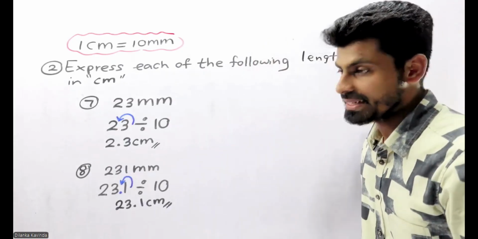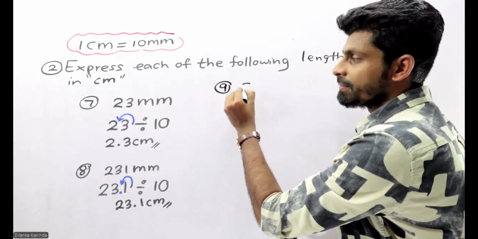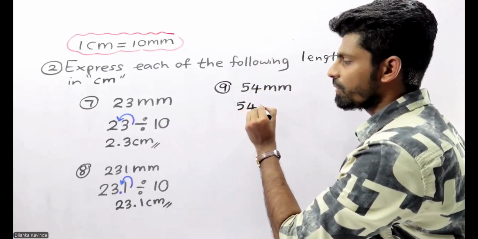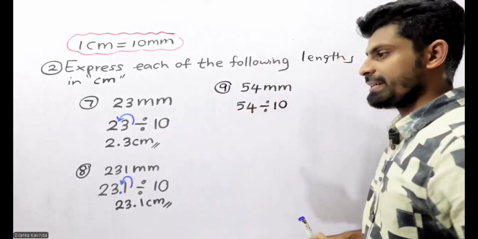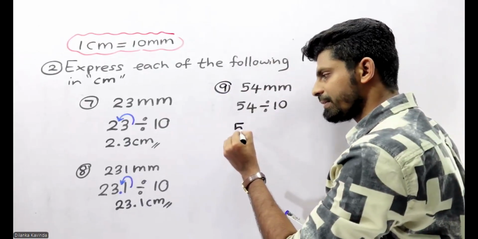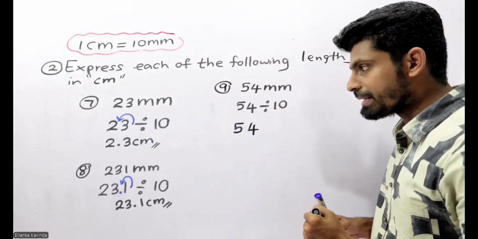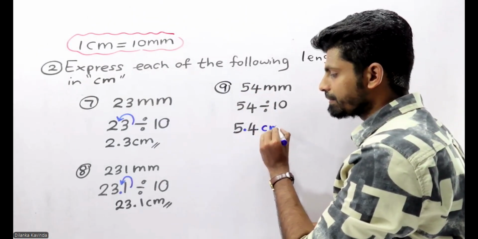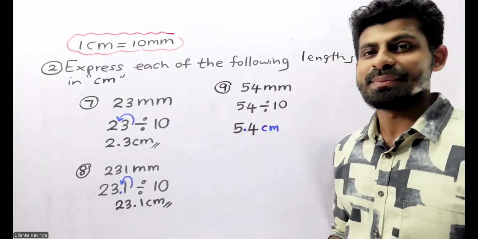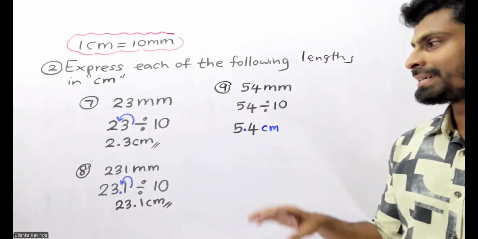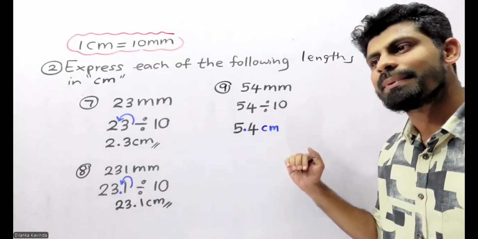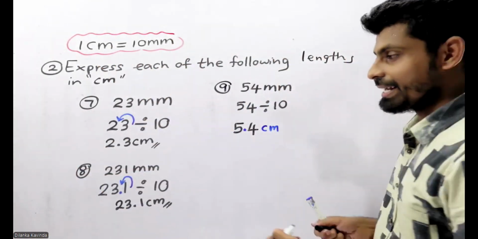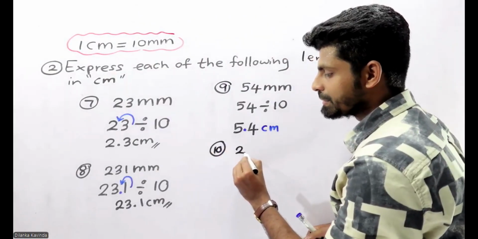23.1 centimeters. Question number 9. 54 millimeters. 54 divided by 10 means one decimal place moving to left. So that means 5.4 centimeters. So what is the answer? 5.4 centimeters. Very easy. One decimal place moving to left. Right? Question number 10. Look at this one.